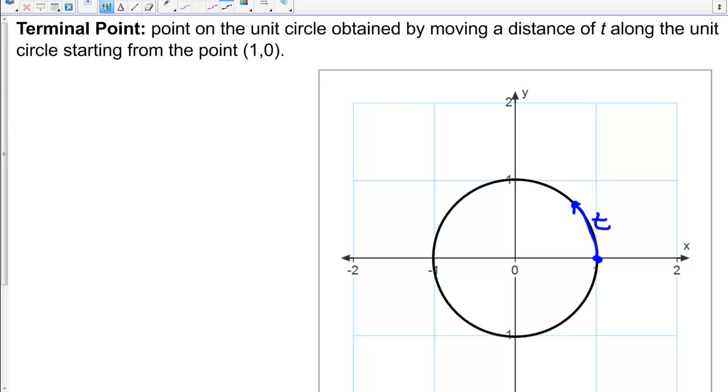We could also go around this distance t the other way, but we call this a negative distance. So going counterclockwise is positive, going clockwise is negative.